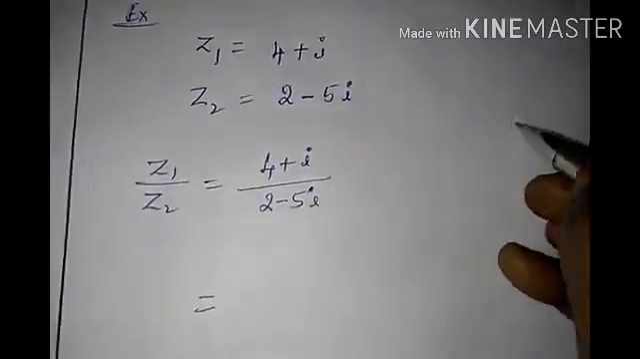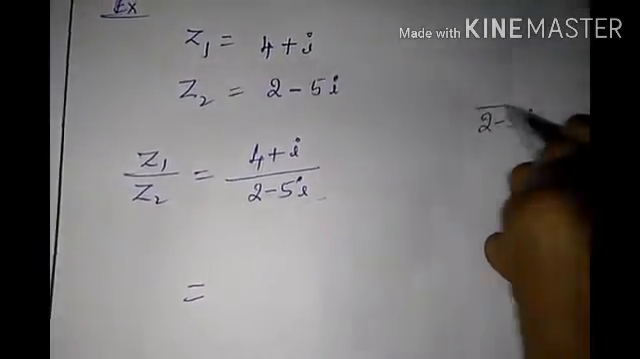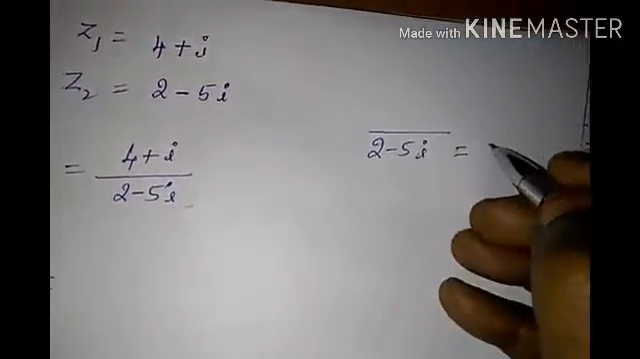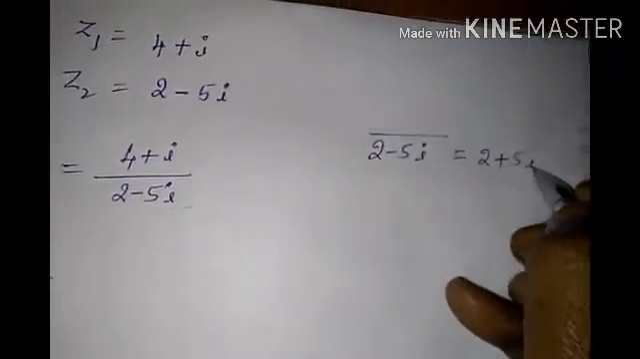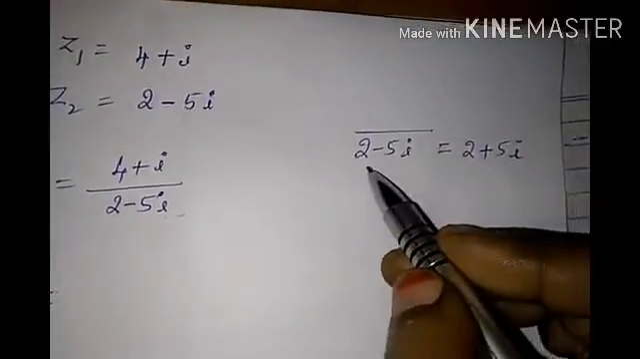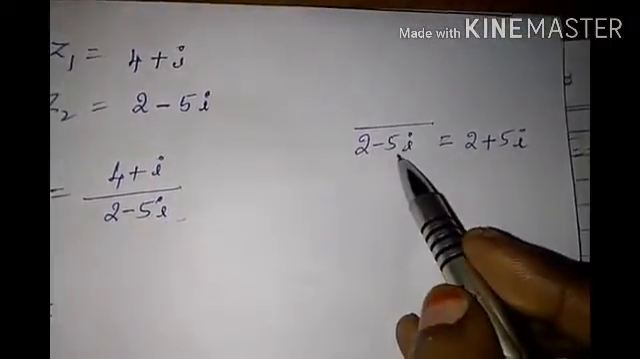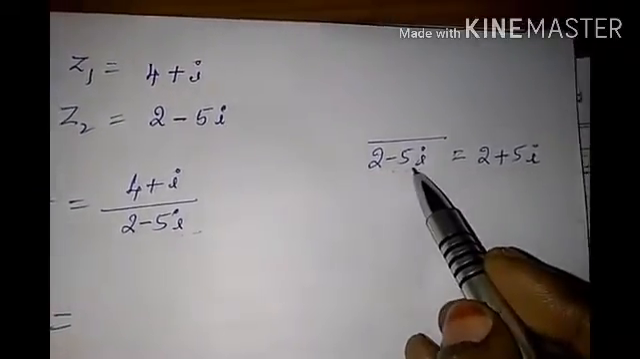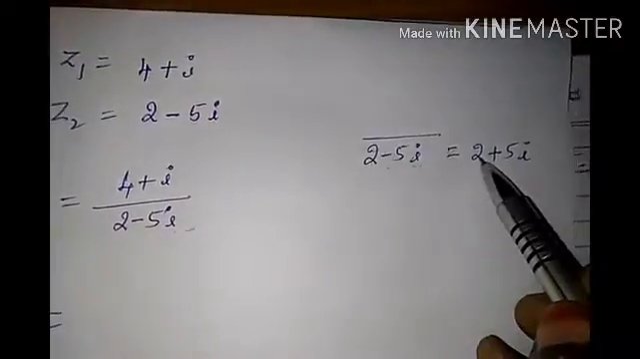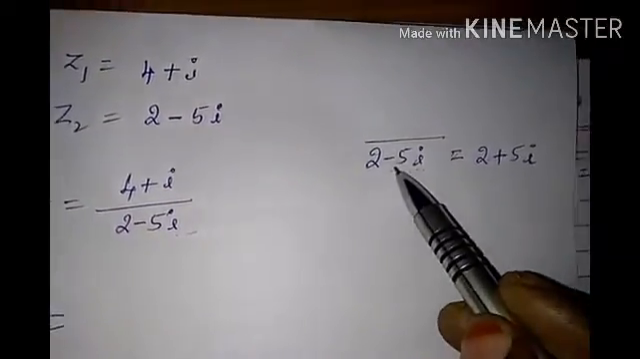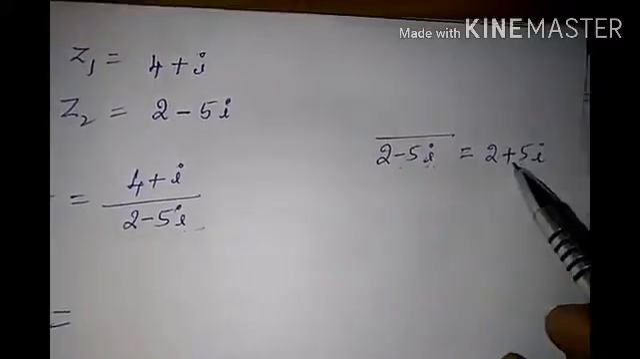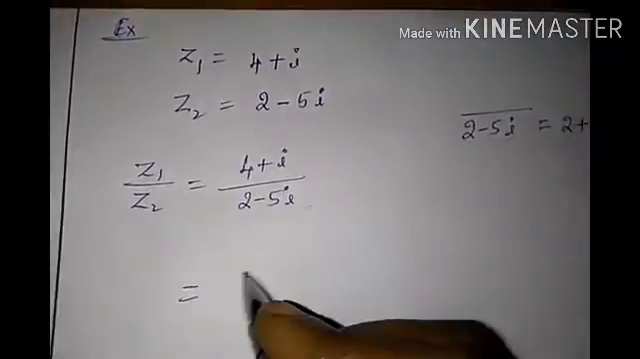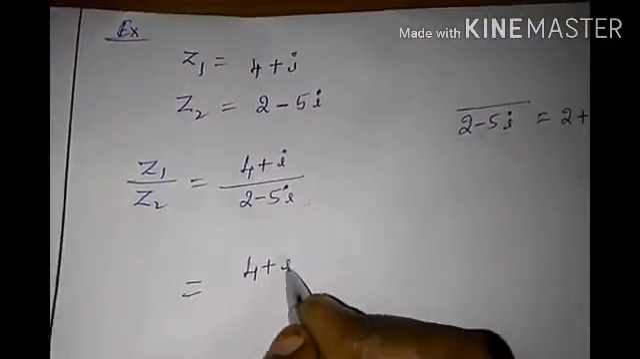What is the conjugate of the complex number 2 minus 5i? The conjugate of 2 minus 5i is 2 plus 5i. We know that to find the conjugate of any complex number, we simply change the sign of the imaginary part. So the real part remains the same and the sign of the imaginary part is changed. If you multiply this with the denominator, you will get a real number in the denominator.